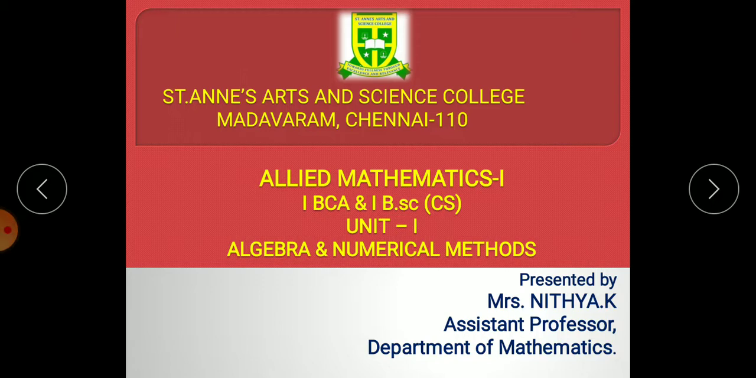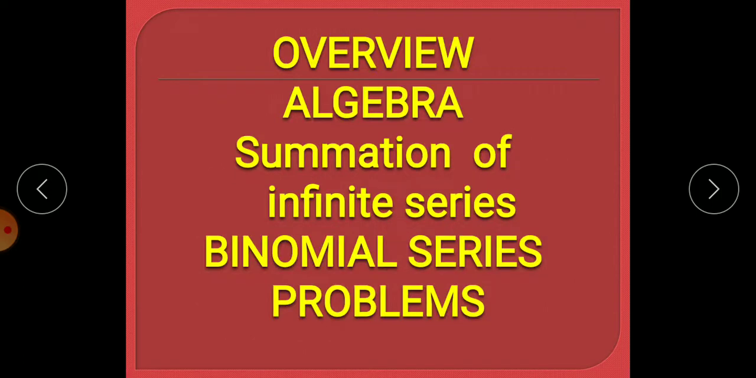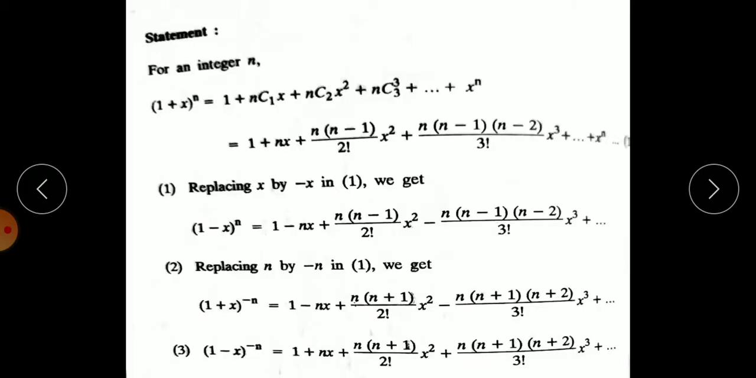Last class we had seen the Unit 1 algebra, right? So today we are going to see the algebra summation of infinite series in the binomial series, and their problems also. Last class we had seen the summation of series only, not the infinite series. We have seen the binomial series. In that summation of series we had seen. Now in binomial series we are going to see the summation of infinite series.